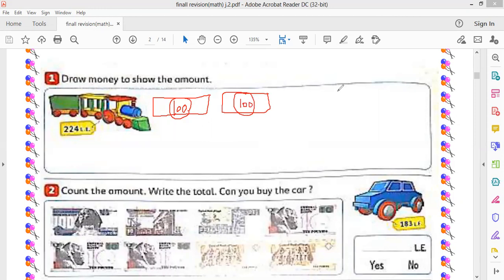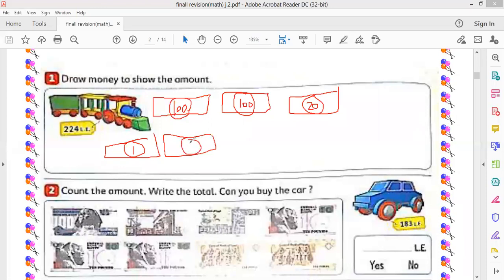and 24, one note of 20, and 4 notes of 1. 1 LE, and 1 LE, and 1 LE, and 1 LE. Okay.